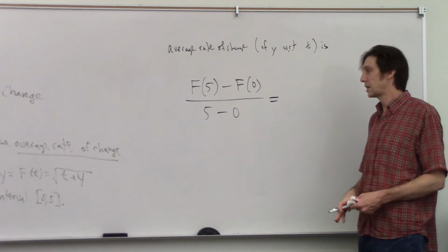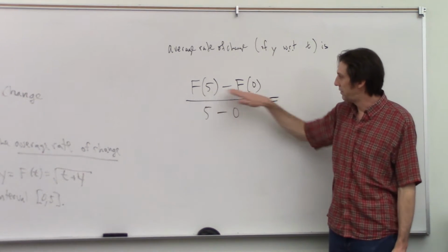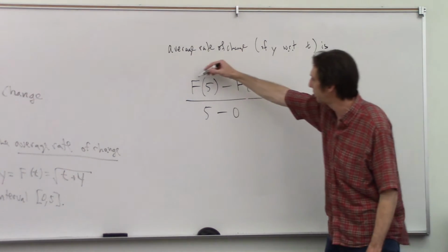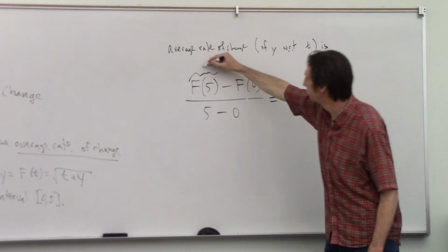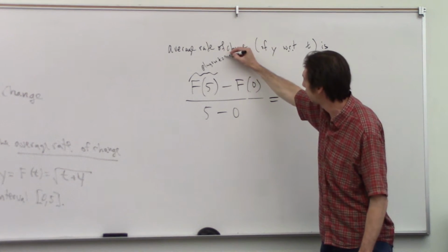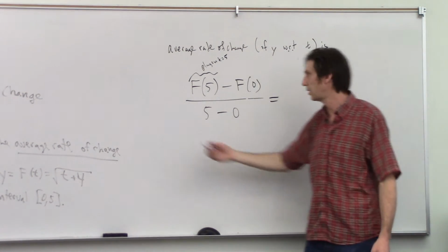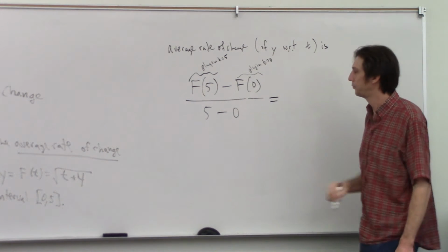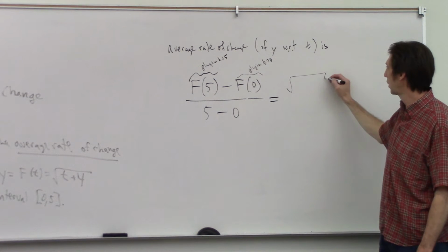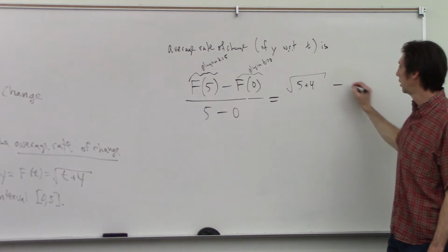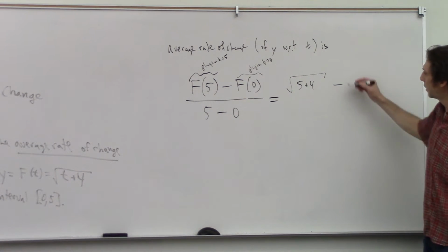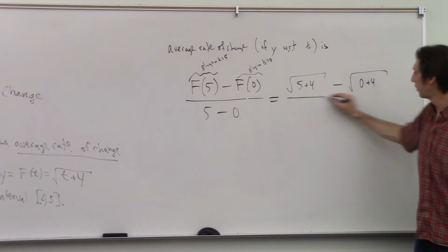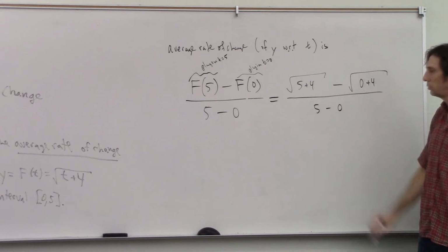So to do this computation, I need to compute values of the function in the numerator. To get f of 5, I plug in t equals 5 into the function. To get f of 0, we plug in t equals 0. So what does that look like? That'll be the square root of 5 plus 4, that's f of 5, and then minus the square root of 0 plus 4. All of that's divided by 5 minus 0.